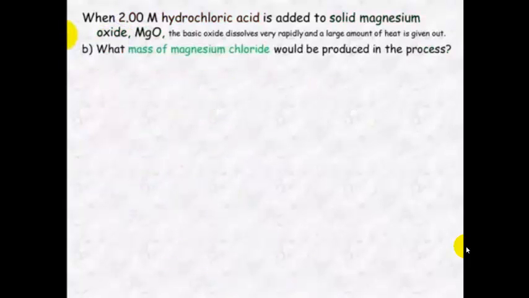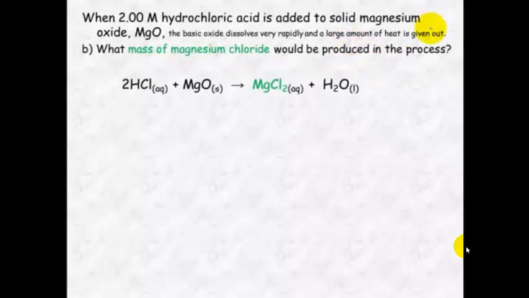Let's have a look at part B of the question. When 2.0 molar hydrochloric acid is added to solid magnesium oxide, that's the same question. Let's look at what they're asking. What mass of magnesium chloride would be produced in the process? The first thing I'm going to do is write down the reaction again and write down my mole ratios. I've got 2 to 1 to 1 to 1. And I'm looking for now the mass of magnesium chloride. M equals question mark. So let's write in big M straight away.